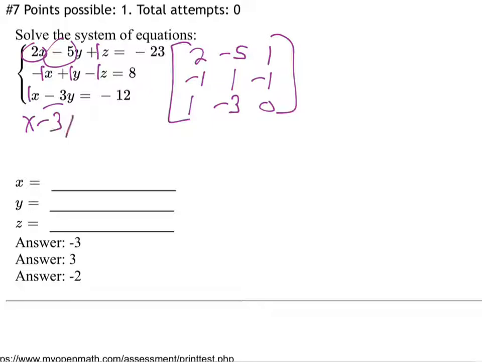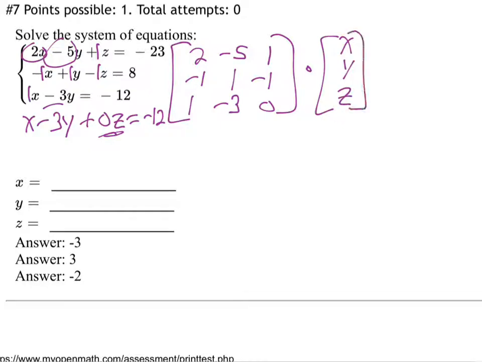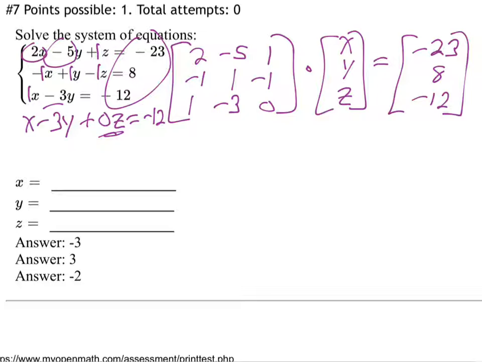This one is really x minus 3y plus 0z is negative 12. You see that? There's no z. So if somebody's missing, it's a 0. Times the column matrix x, y, z equals the answer matrix over here. Minus 23, 8, and minus 12. So there's our matrix equation. So put this one into matrix A, this is matrix X, and this is matrix B.